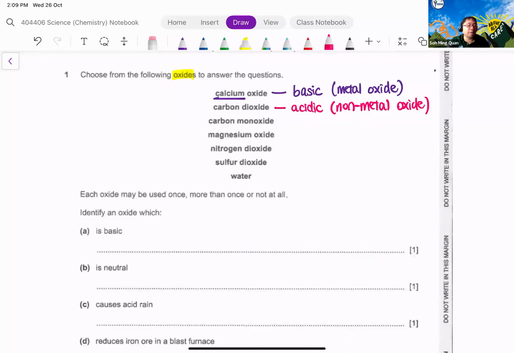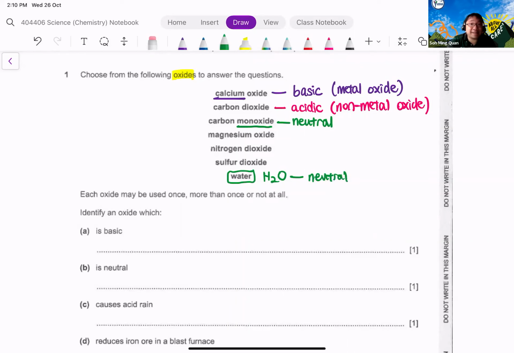Next, we go to carbon monoxide. Now, whenever you see this word monoxide, it means it's neutral. Okay, so non-metal monoxides are neutral, like carbon monoxide is neutral. Okay, now in this list, there's another neutral oxide, which is commonly forgotten, and that's water. Now, water is a monoxide, right? If you look at the formula of water, it's H2O. It only has 1 oxygen. So it's a monoxide of hydrogen, right? So it's a monoxide, so it's also neutral.